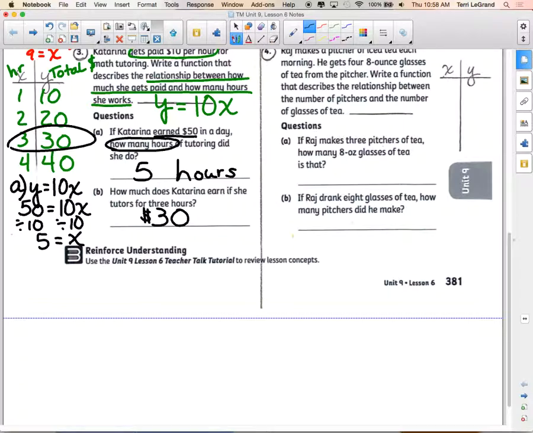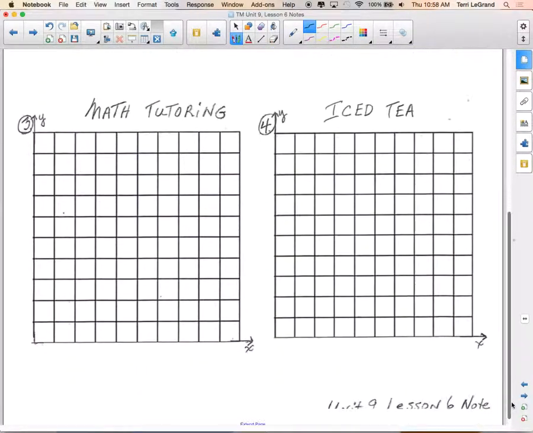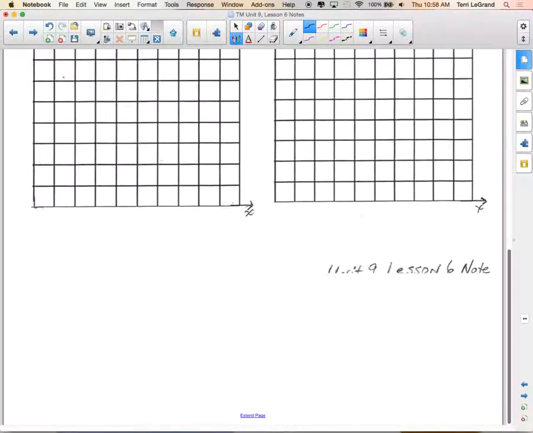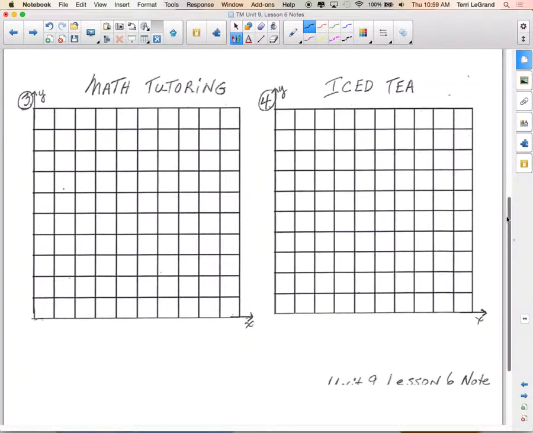I think on this next graph, I would give you even less. I said, you know what? You gotta learn how to set up a graph. There's the math tutoring graph. What's going to be the title on the x-axis? Hours, okay. So go a little bit below it so that you're going to be able to number the x-axis also.